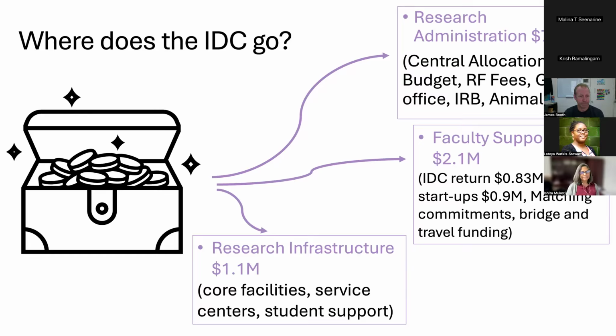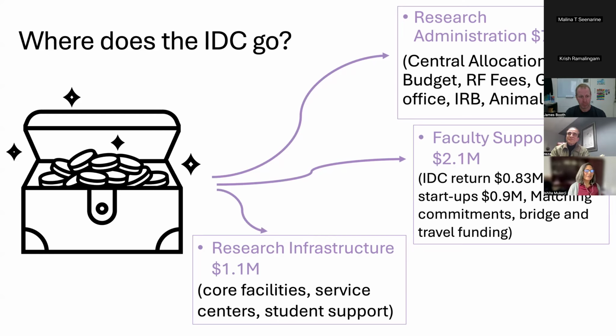Okay, thanks. I have a question. You mentioned the IDC was 13.968 million. If I add up this number, the research administrations and faculty and research infrastructure, it's not 13.98. So where does the rest go?